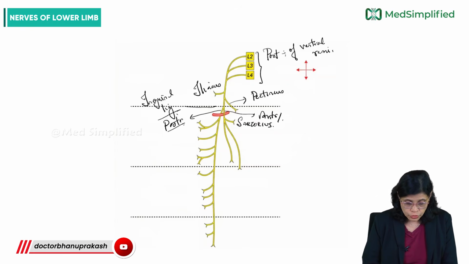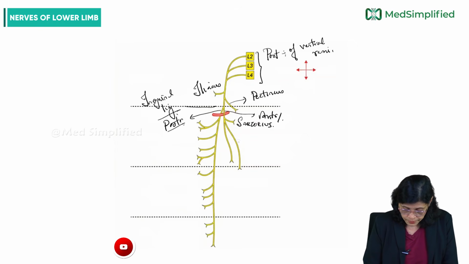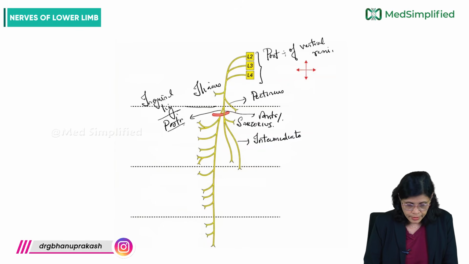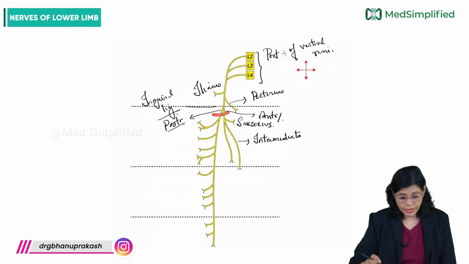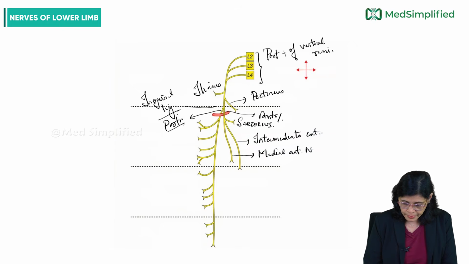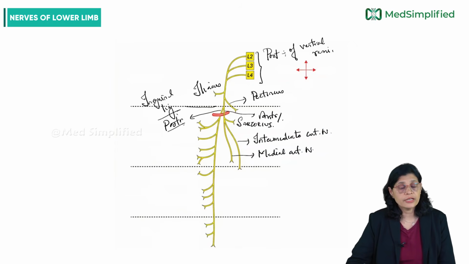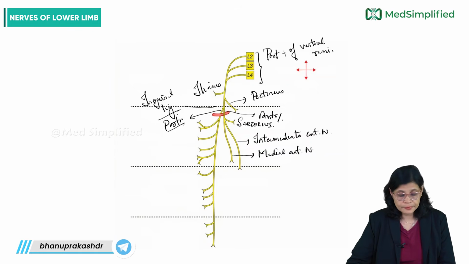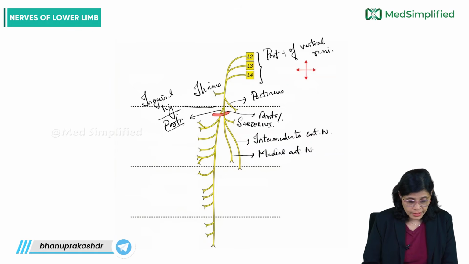Then it gives 2 cutaneous nerves. So one is the intermediate cutaneous nerve of thigh, and another one is the medial cutaneous nerve of thigh. So these are the 2 cutaneous nerves given by the anterior division of the femoral nerve. Then the posterior division here.